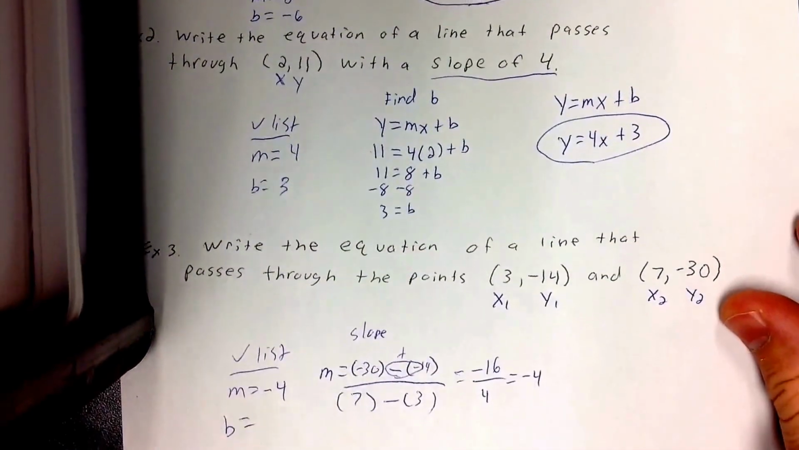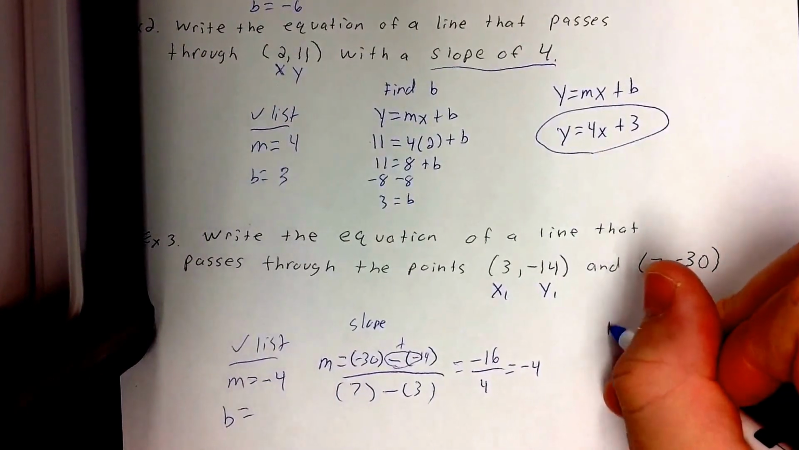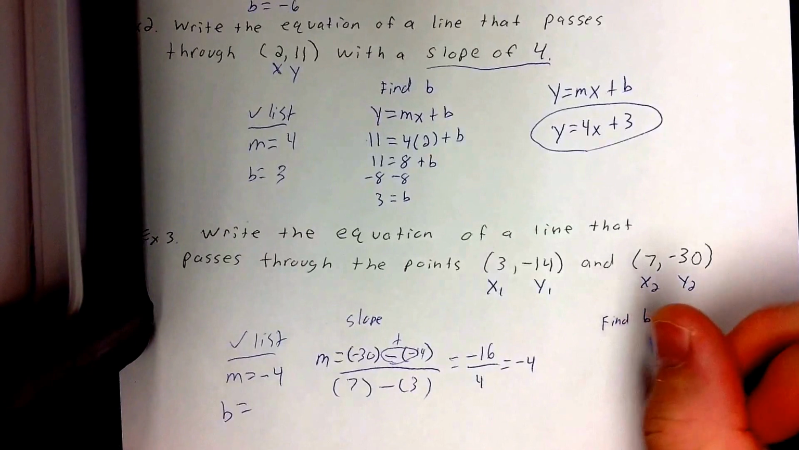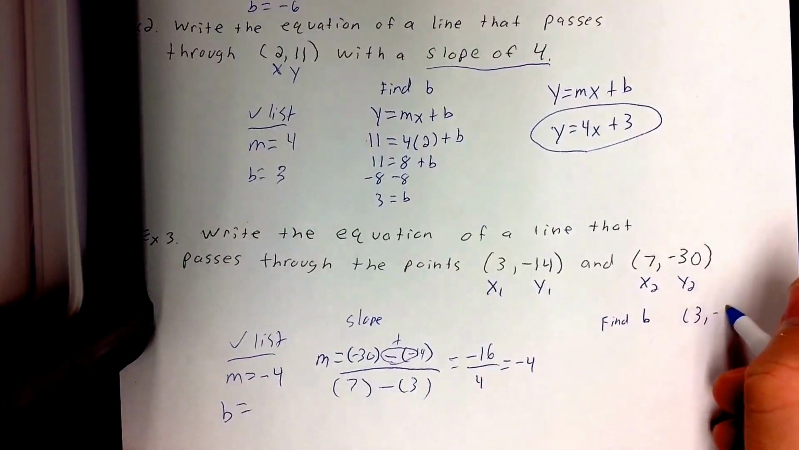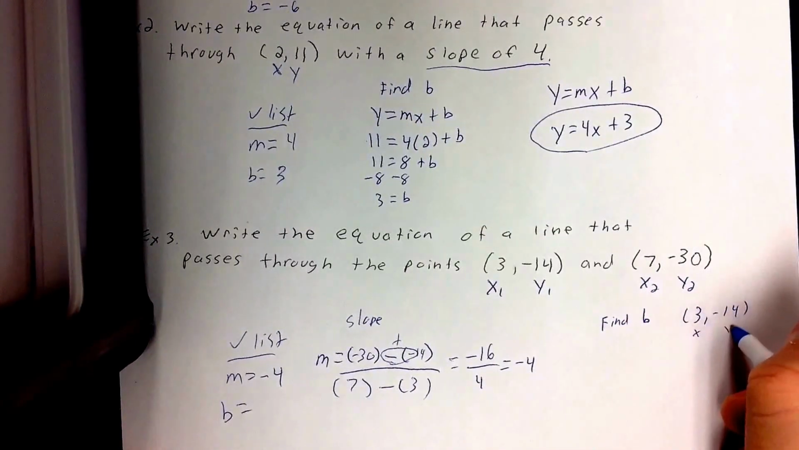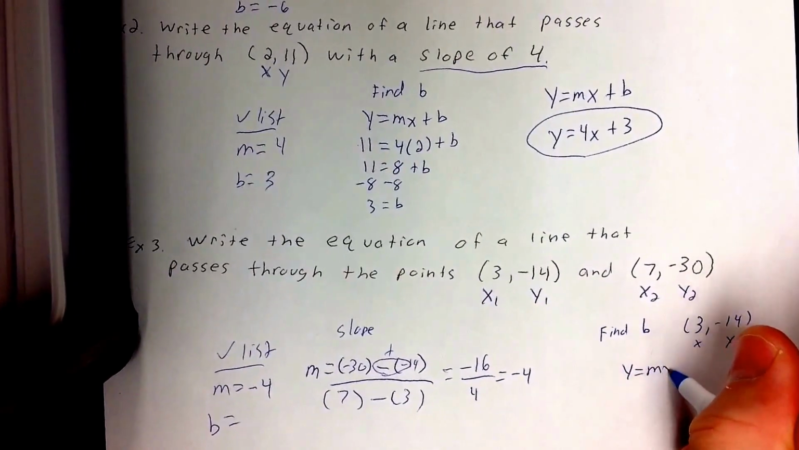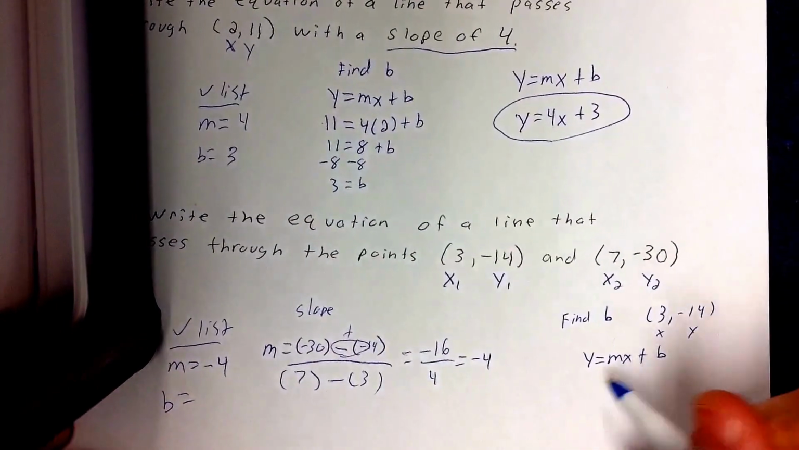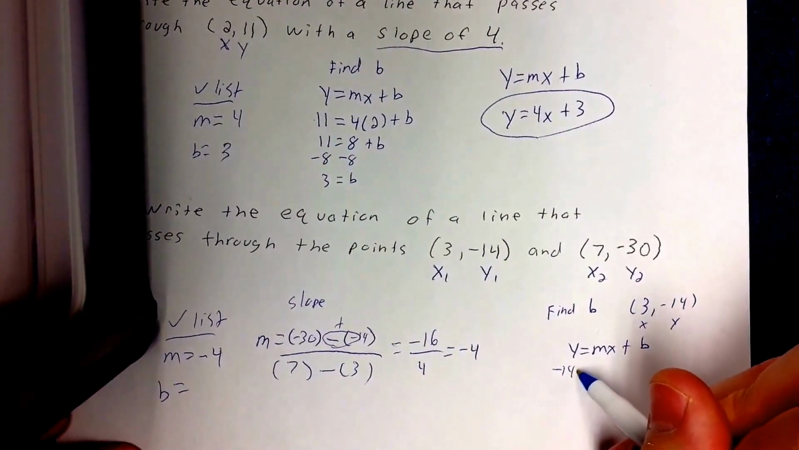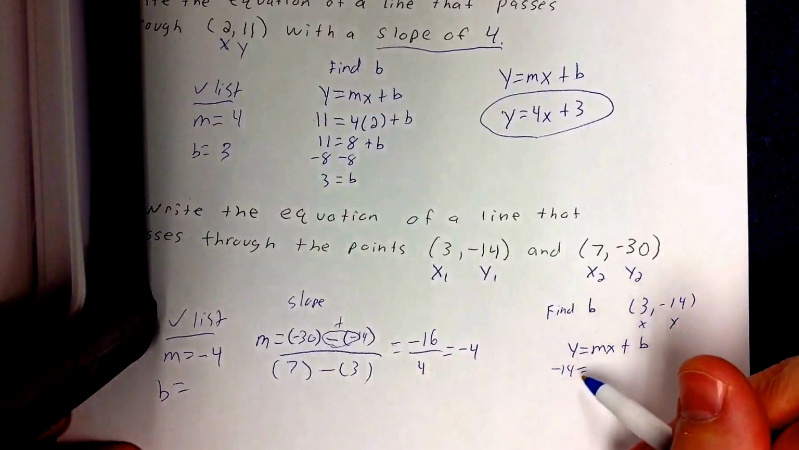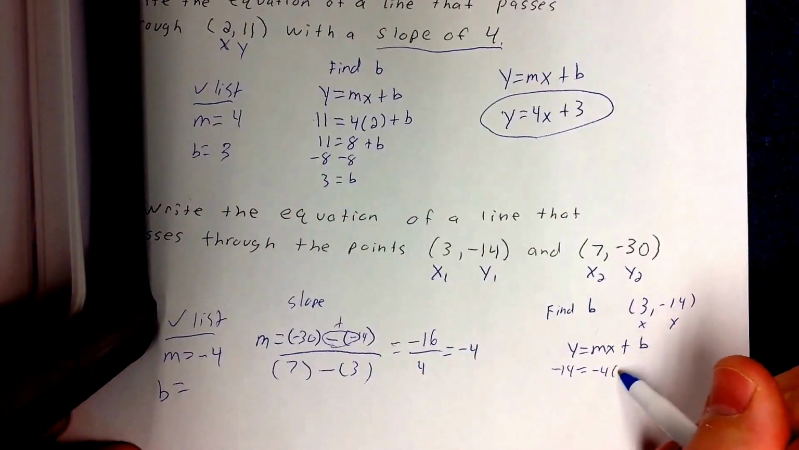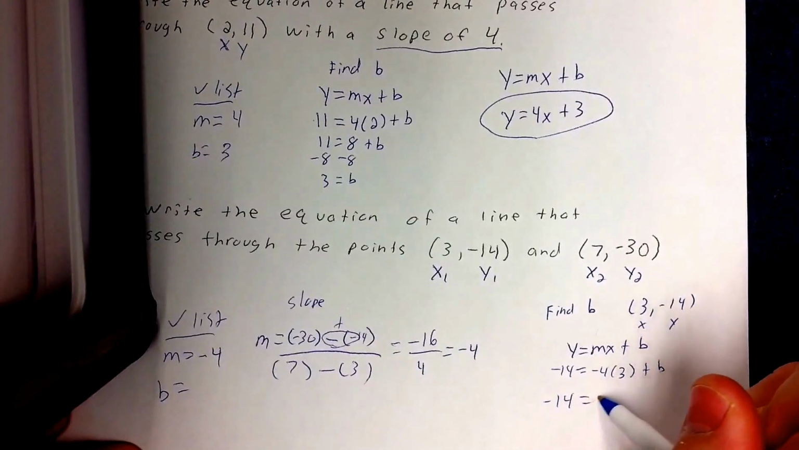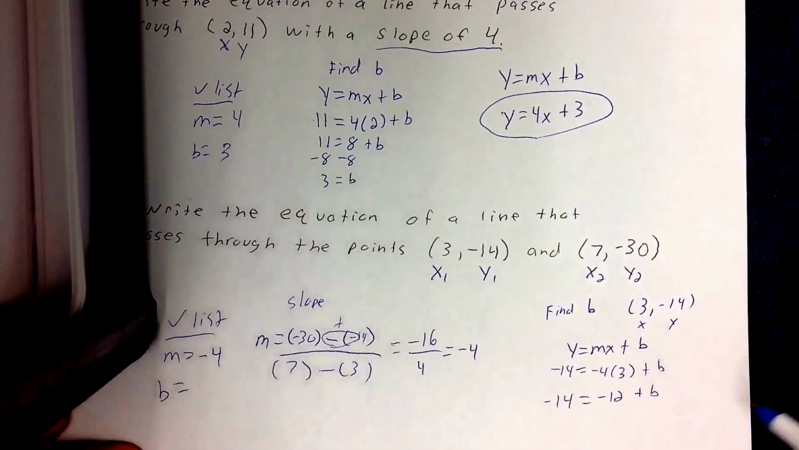So m is -4. Now we need to figure out what b is. You can use either point. I'm just going to use the (3, -14) as my x and y. So we look at y equals mx plus b. Y is -14. M we found out to be -4. X is 3, plus b. So -14 equals -12 plus b.